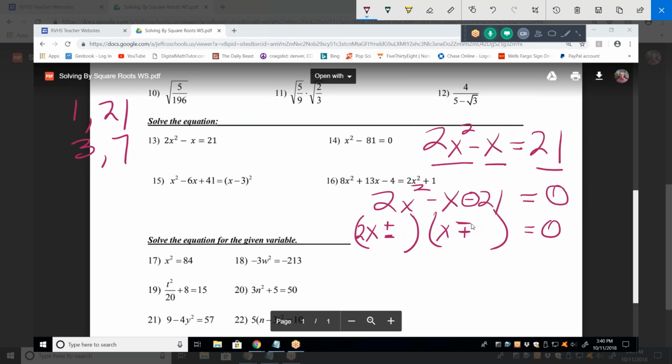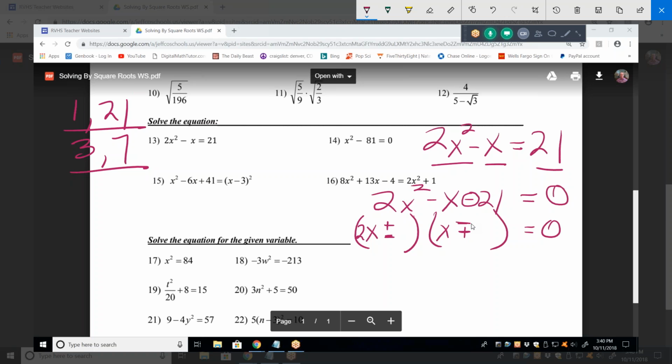Which one should we try first? First of all, we have to choose a set of factors. We're going to choose that set or that set. Let's do 3 and 7. Good. So now it's just trial and error.